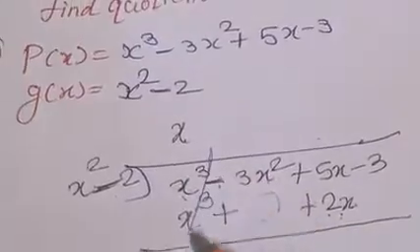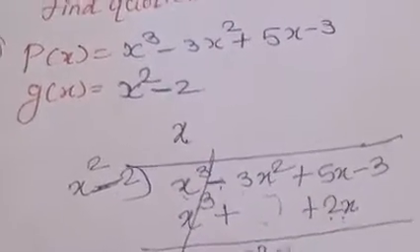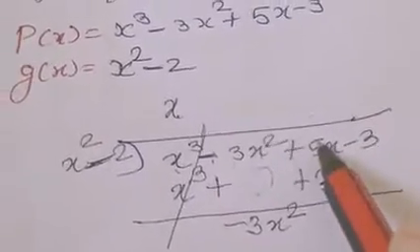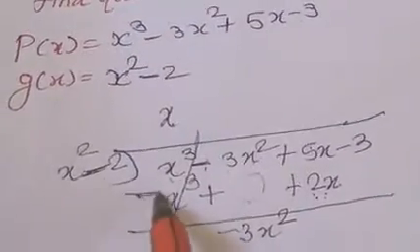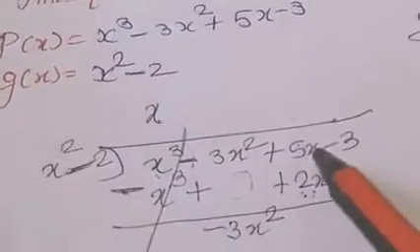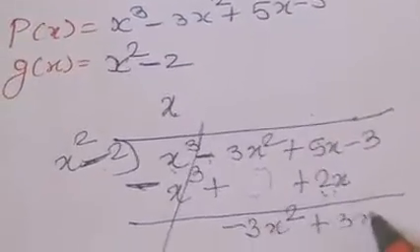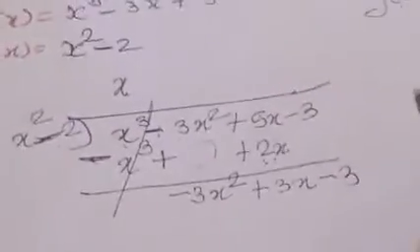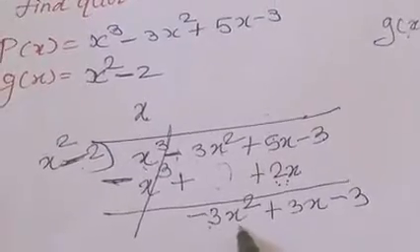Now x cube minus x cube gets cancelled. This minus 3x square, copy as it is, no effect. Then this plus 5x minus 2x, because when you are subtracting we are doing the minus here. 5 minus 2, that is 3x. Again minus 3 is as it is. Okay, got it? See now what we have got? Minus 3x square.